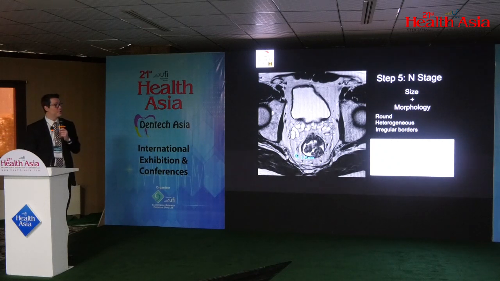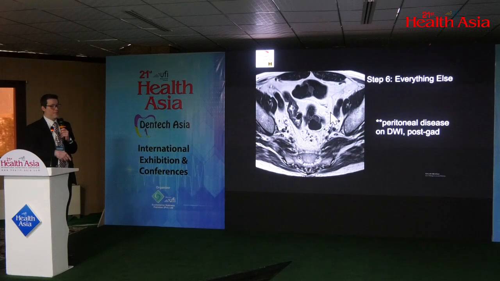So these 2 are important. Size and morphology both need to be considered when we evaluate the end stage. And then from here on, basically just look at everything else. If you see any additional lymph nodes, any contiguous deposit within the bowel loops, or any peritoneal disease on diffusion or on post-contrast images, you need to report all of those things.